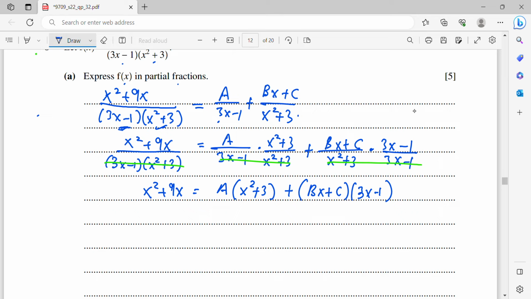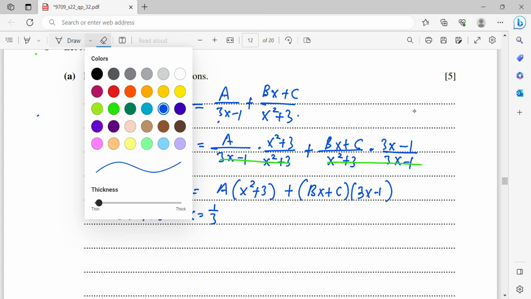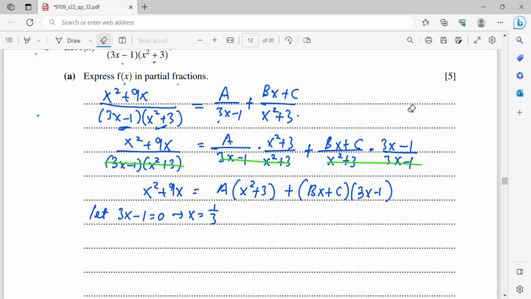To find this, I will use the substitution method, which means that I will let the factor be 0. So I will let 3x minus 1 equals 0. Hence, my x is 1 over 3. That means I have to replace all my x by 1 over 3 in the previous equation. So now 1 over 3 squared plus 9 times 1 over 3, which is my left hand side. Right hand side is a bracket 1 over 3 squared plus 3.